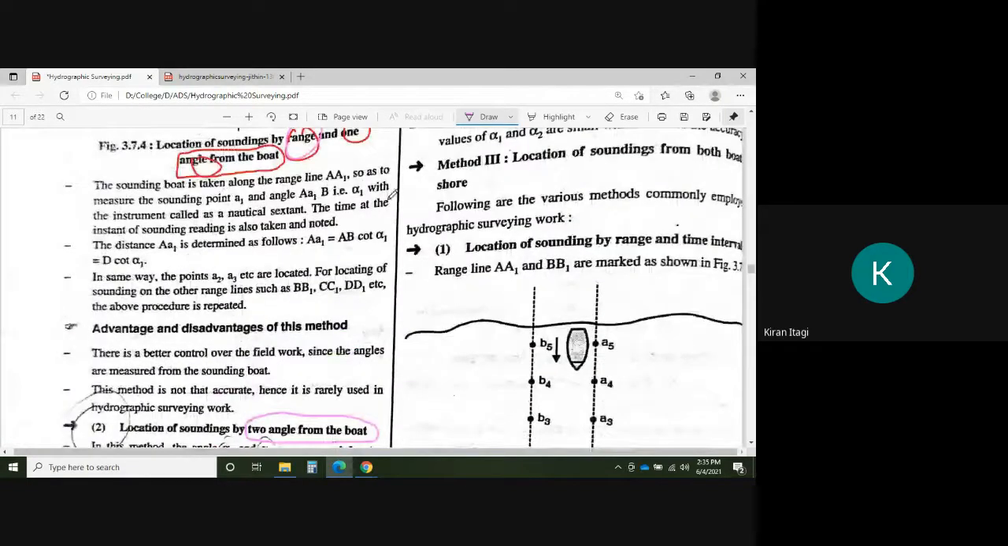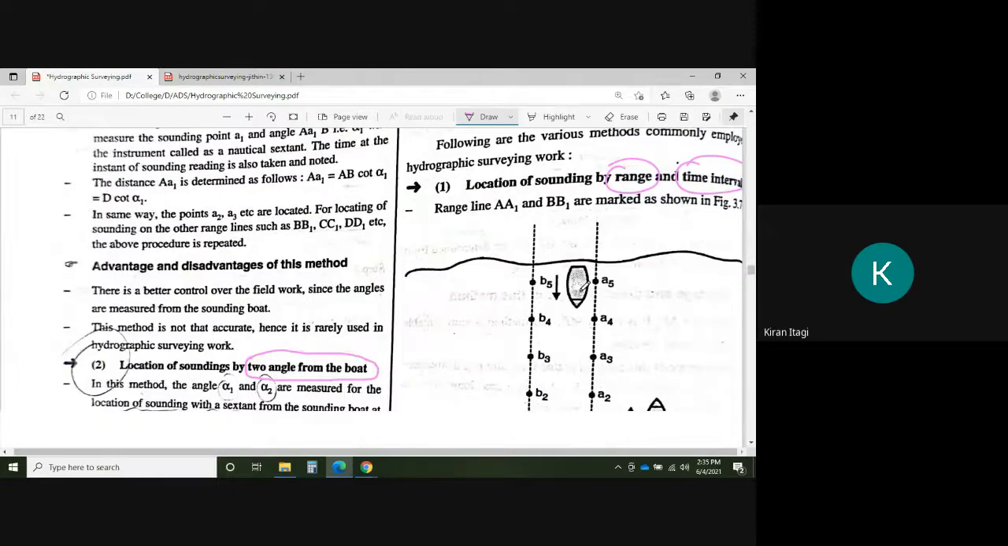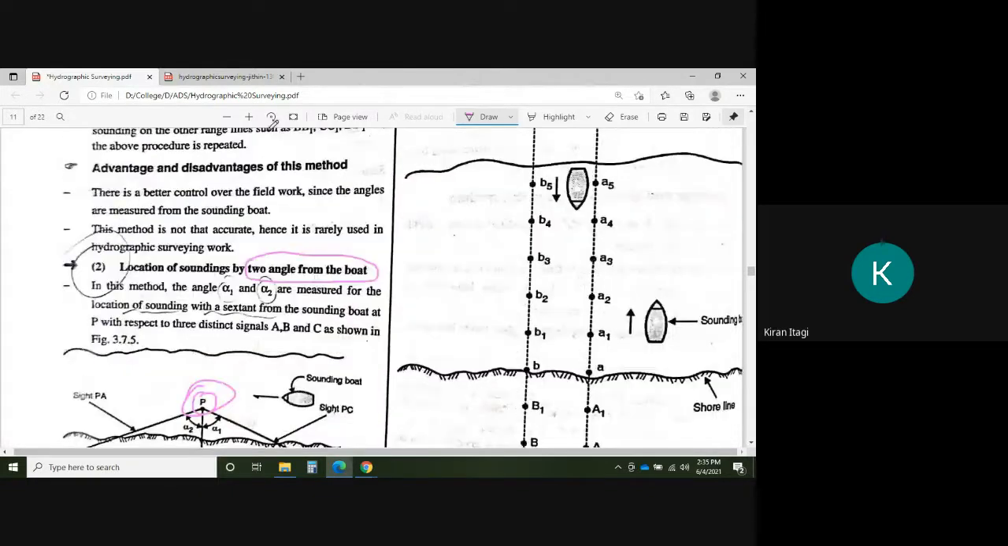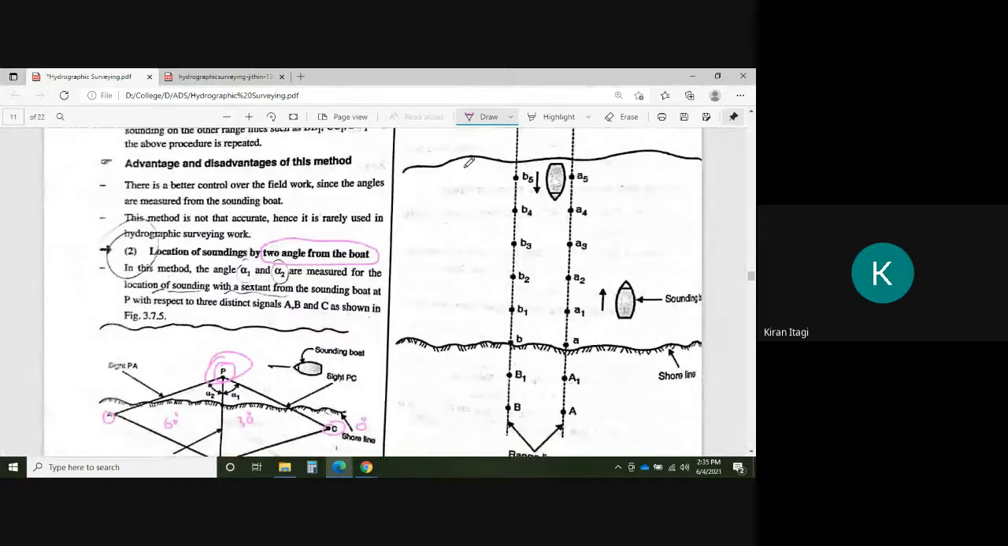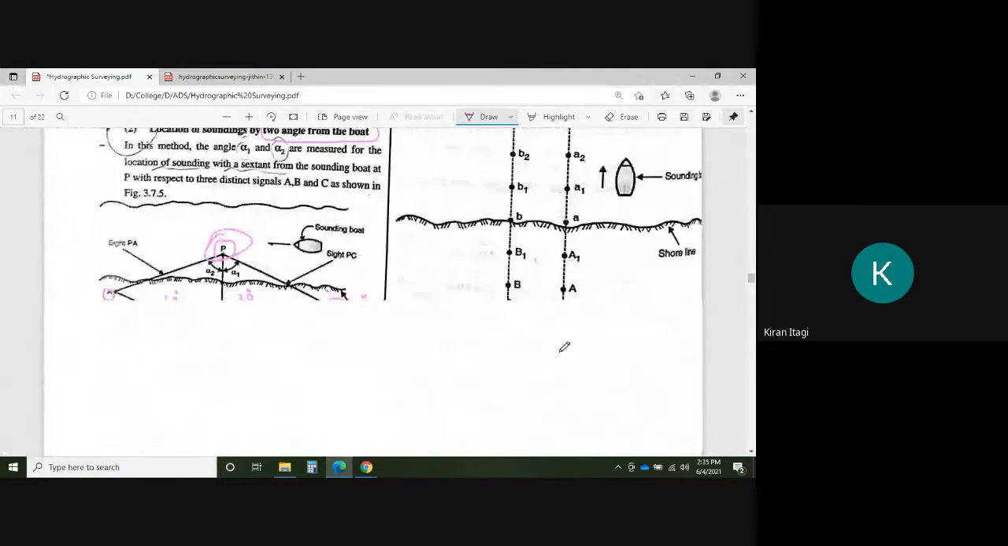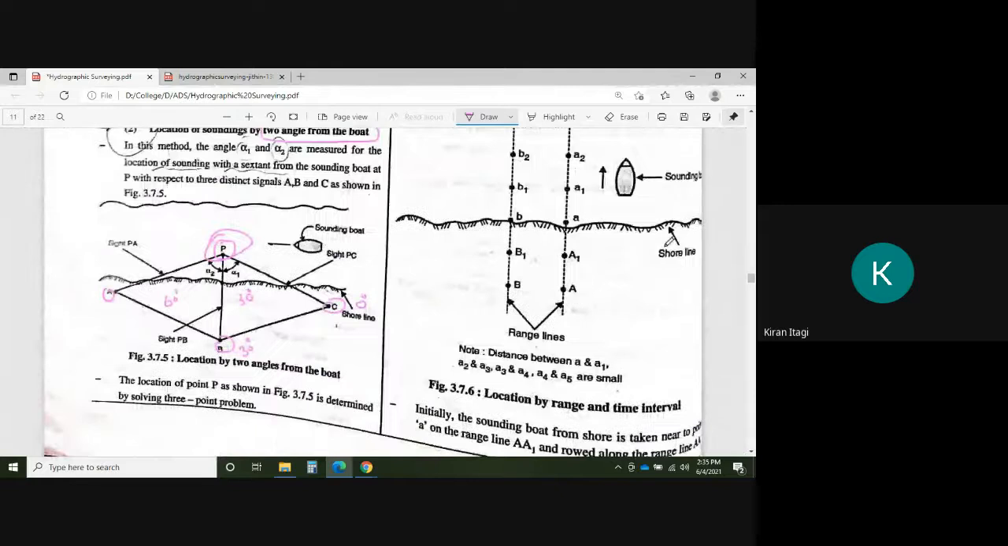Next one is location of sounding by ranging and time interval. Again, the name indicates it. This is my shoreline, and these are my ranging lines. Again here it will be C, C1, D, D1. So I will be standing here.